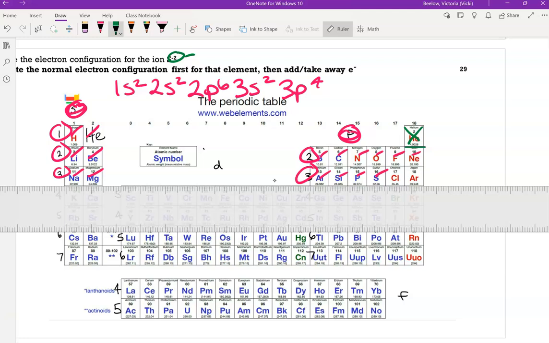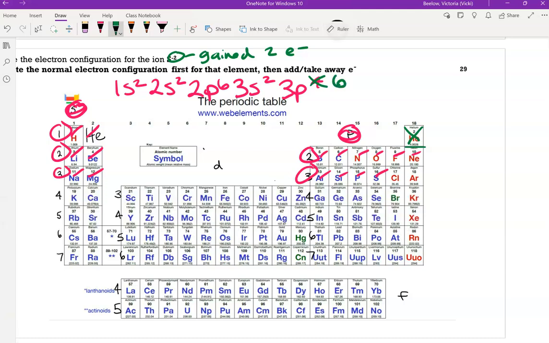And then this has a charge of -2, which means we gained electrons. In this case, we gained 2 electrons because electrons are negative. So if I gained 2 electrons, instead of this being a 4, I would add 2 to it. So 4 plus 2 would be 6.